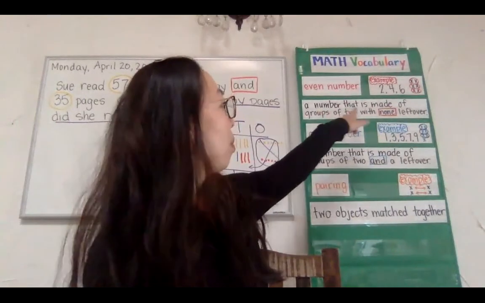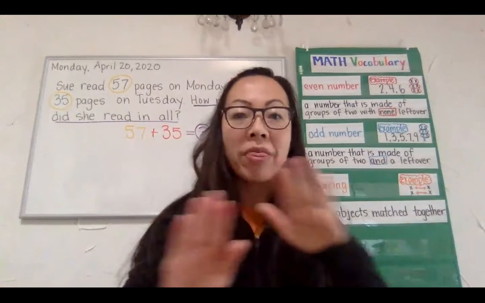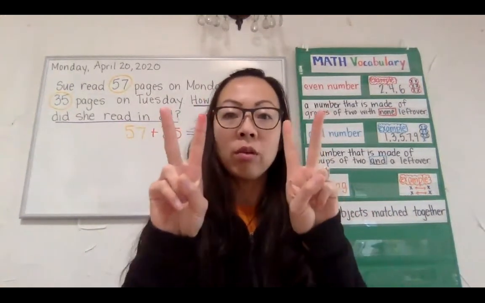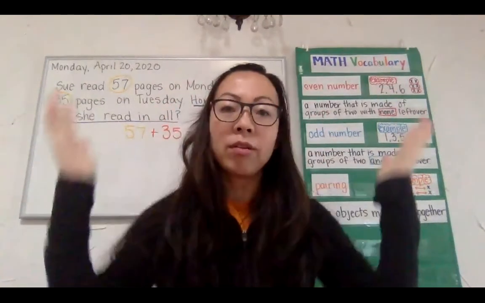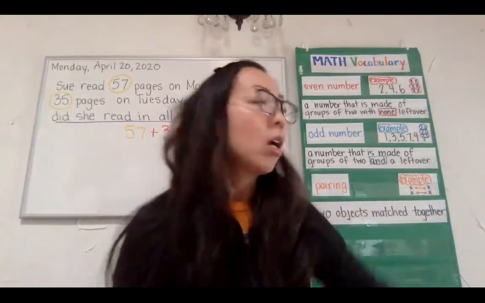So it's a number that is made of groups of 2 without any left over. So if there's a group of 2 and another group of 2, and another group of 2, and another group of 2, and there's none left over. What's that number called? It's even. All right, but check it out.